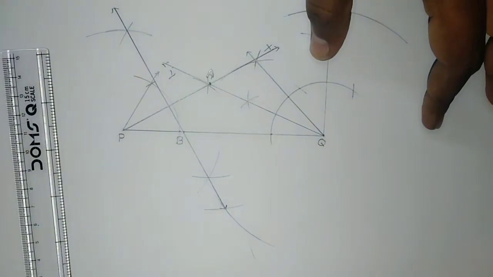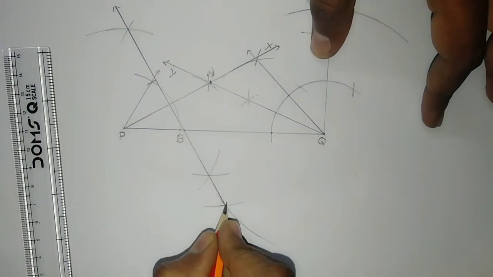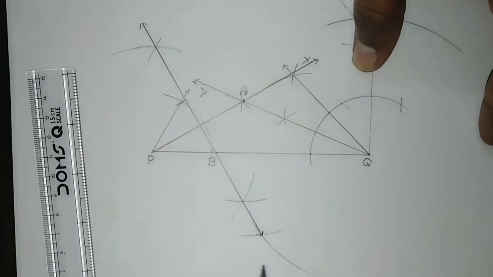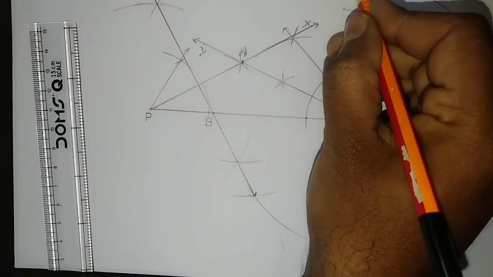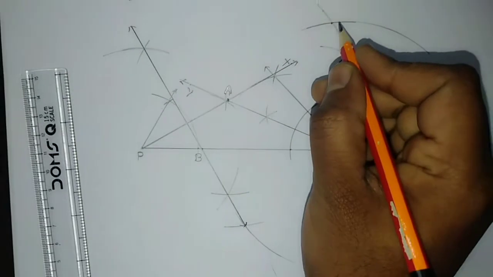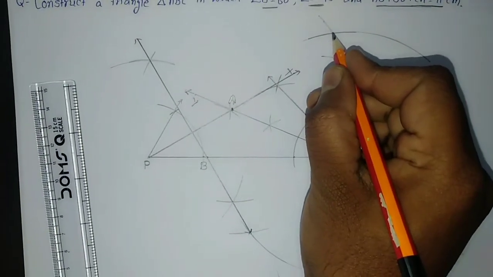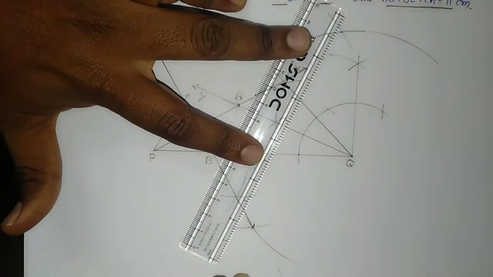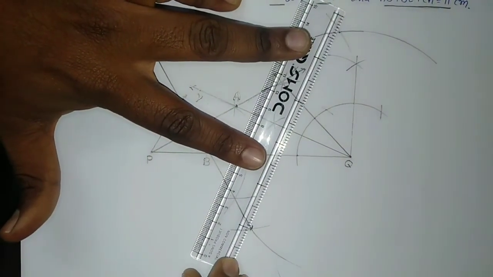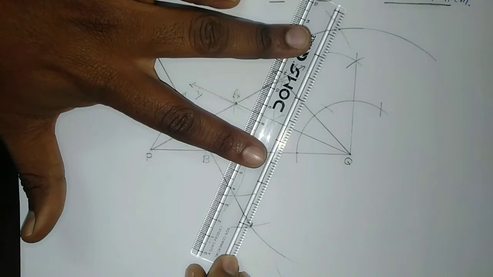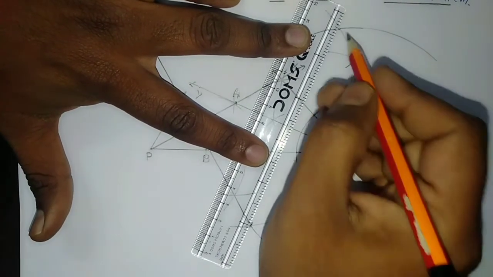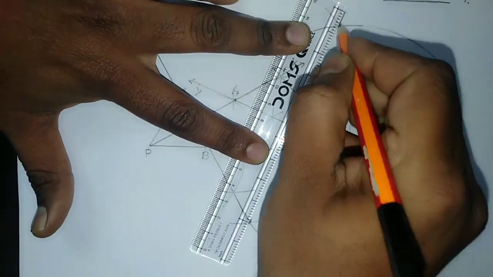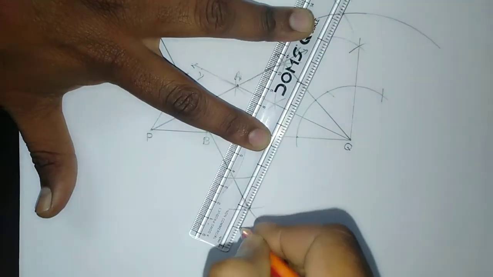This is the intersecting point of both of them. Properly we'll see. This point is an intersecting point, and here this point is an intersecting point. Here this is an intersecting point, and here this is an intersecting point. I will draw a line which is passing through these two intersecting points, this one and this one.